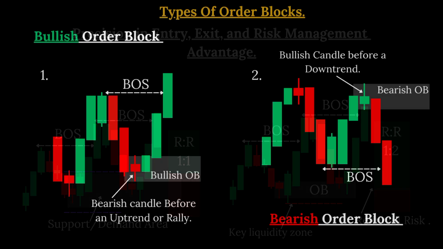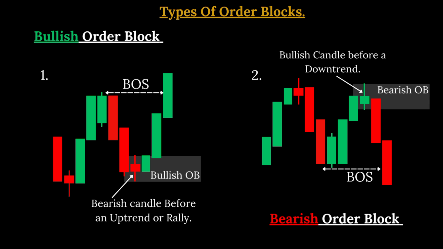Moving on, there are five major types of order blocks, which are: One, bullish order block. This is found at the base of a strong bullish move. It indicates areas of institutional demand, usually a bearish candle before the impulsive upward move or rally. Two, bearish order block. This is found at the peak of a strong bearish move. It indicates areas of institutional supply, usually a bullish candle before the impulsive downward move.